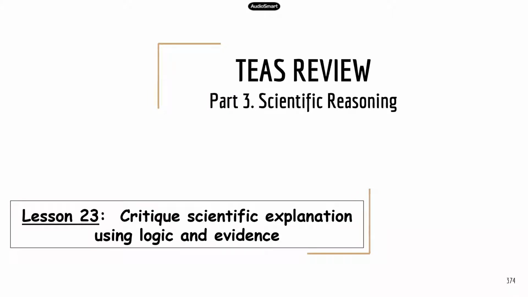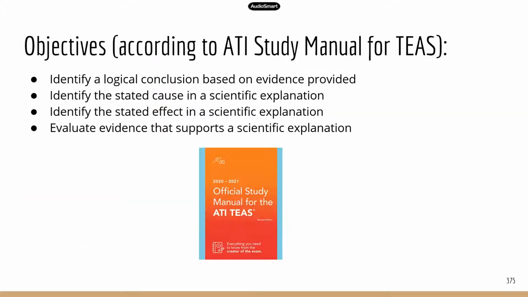Today we're going to look at how to critique scientific explanation using logic and evidence. You are expected to have the following skills. First, you need to be able to identify a logical conclusion based on the evidence and data provided. Second, you should be able to identify the stated cause and effect in the scientific explanation. And last, you need to be able to evaluate evidence that supports a scientific explanation.